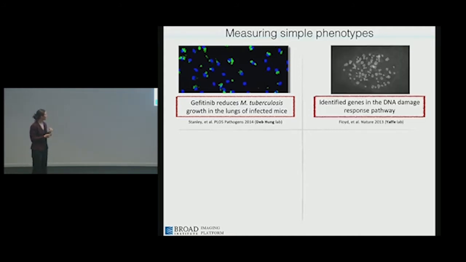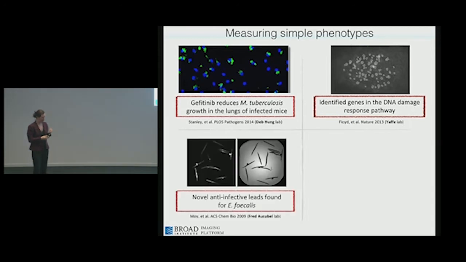So that was an example of a project with Deb Hung's lab. A much higher resolution project, this is one single nucleus of a cell, involved gamma irradiation in an oncology project aiming to identify genes in the DNA damage response pathway with Mike Yaffe's lab. So there the goal was can you count up the speckles that are produced after irradiation and DNA damage is induced. Project with Fred Ausubel's lab over at MGH involves whole organisms.